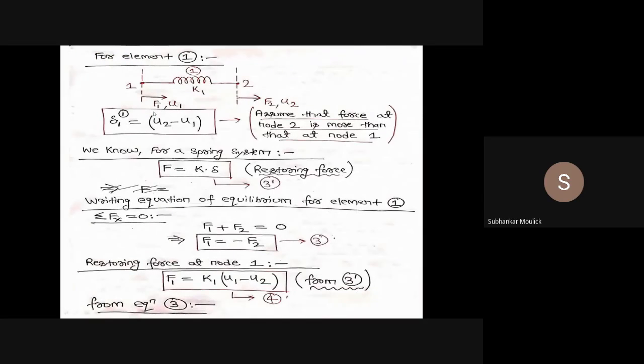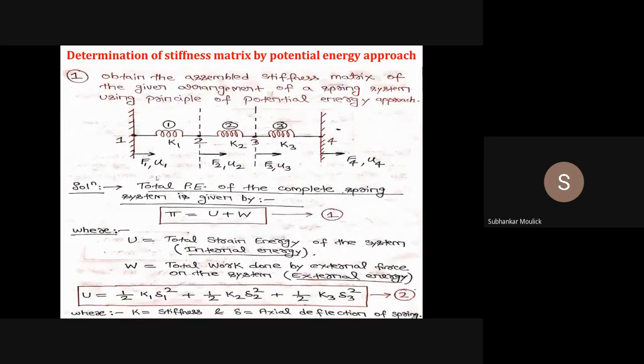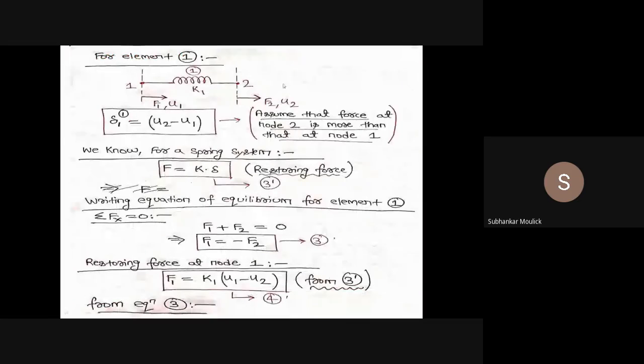So this is F1 and this is F2. Similarly, displacement of node 1 is U1 and displacement of node 2 is U2. So this is your U1 and U2. So this is the free body diagram of the first element.